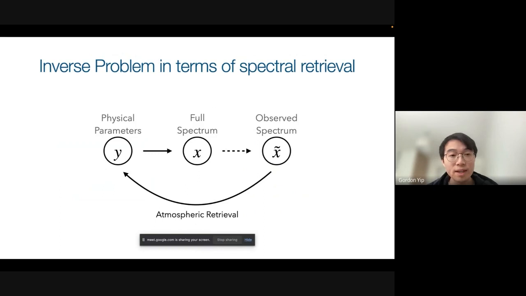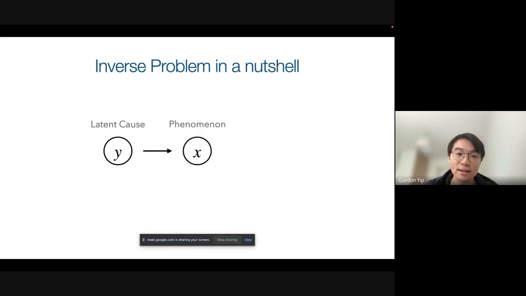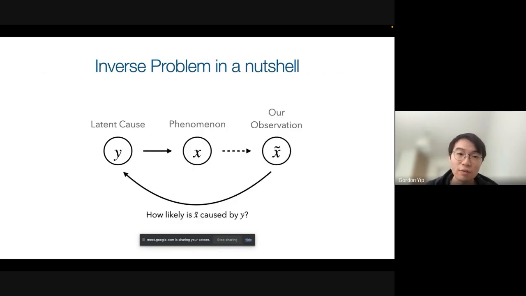And if you find it familiar, you are probably right, because what we're dealing with is what we call the inverse problem. You start off with some physical parameters, which will give you a full spectrum, but we won't see that. Instead, we see a corrupted form of it, which we call the observed spectrum. And then we use atmospheric retrieval to come back and find the physical parameters that could have given rise to this full spectrum. And that is actually a flavor of the inverse problem. How likely is X tilde caused by Y?